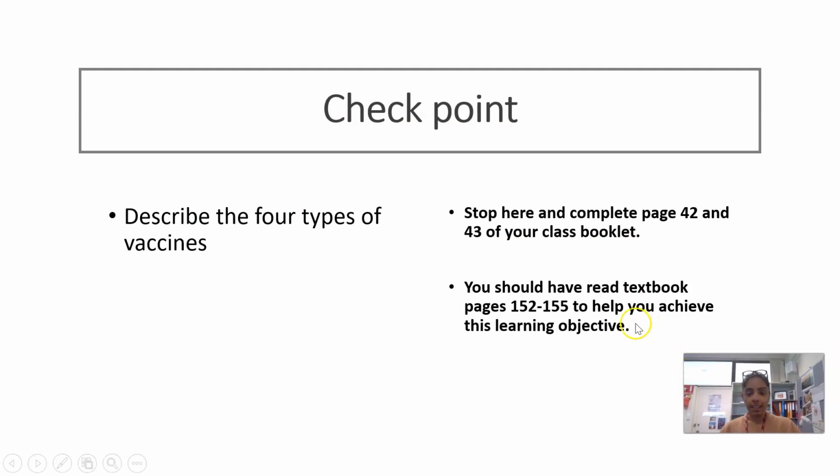Okay, guys, again, another checkpoint. So we had to describe 4 types of vaccines. I gave you a 5th one for the subunit ones, so you can just pick one from there. Please pause the video and complete pages 42 and 43. And again, if you haven't read those pages in your textbook, please go back and read, or better yet, reread pages 152 to 155.